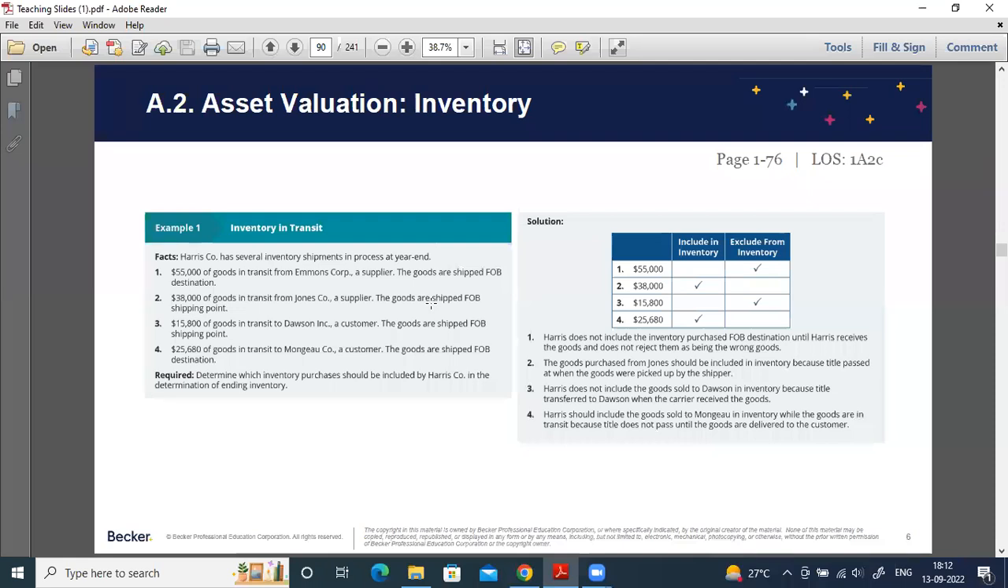Suppose you purchased goods from me. Now I transported the goods. The transport started, nothing but the goods are in transit. But you didn't receive the goods. Can you include this 55,000 worth of goods in your inventory? You didn't receive it. It is just in transit only.